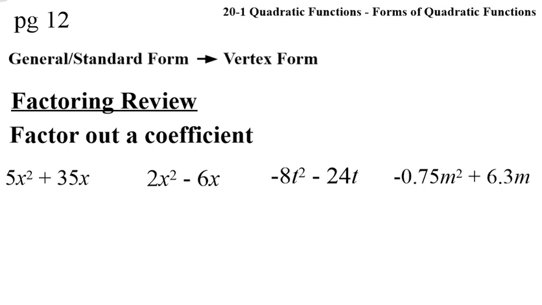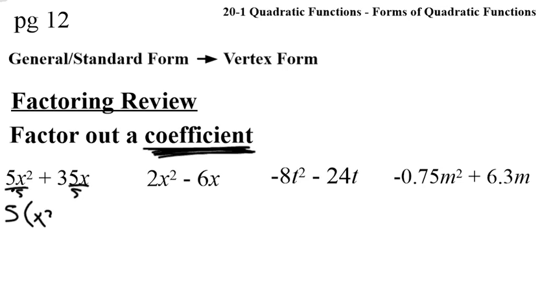Now, before we do that, if you take a look at the bottom of page 12, two things we need to take a look at. First thing is factoring out a coefficient. Kind of like GCF factoring, but we're just factoring out the coefficient on the squared term. Yes, there's an x squared and an x. Technically, we could factor an x out, but we don't want to, and you'll see why in a second. We just want to factor out the coefficient. So we're going to factor out a 5. Divide both of them by 5.